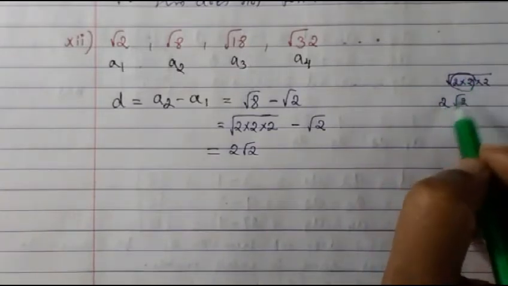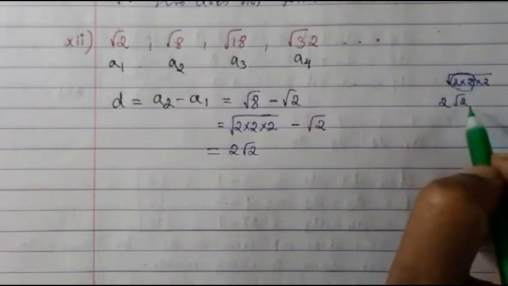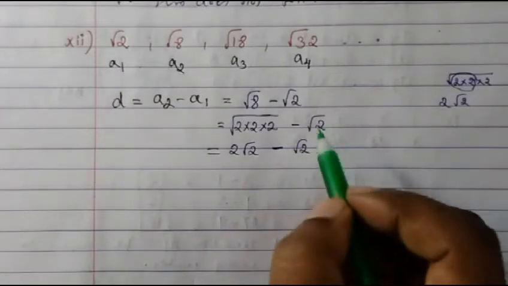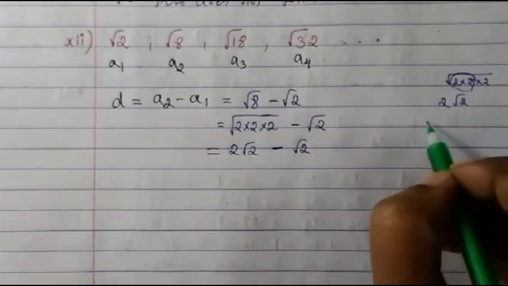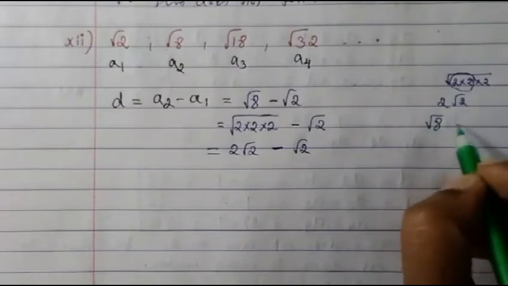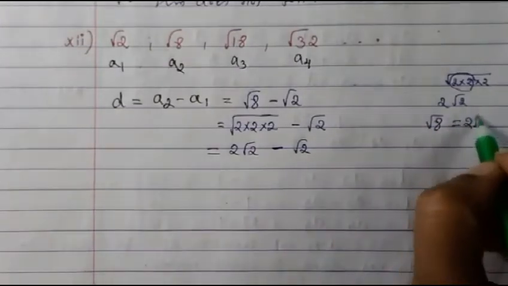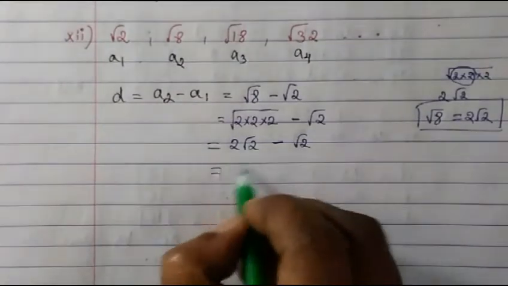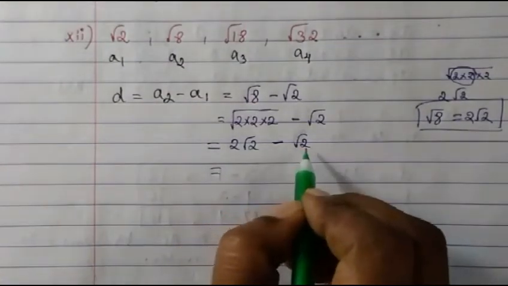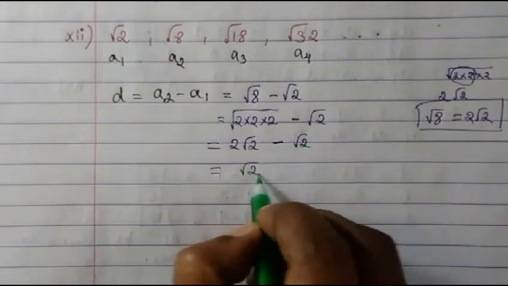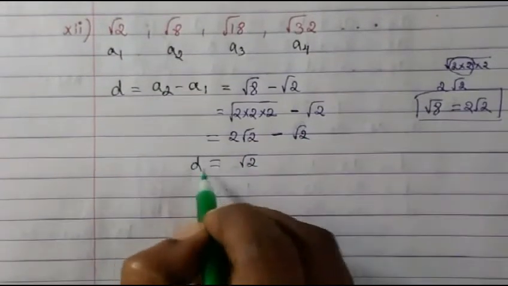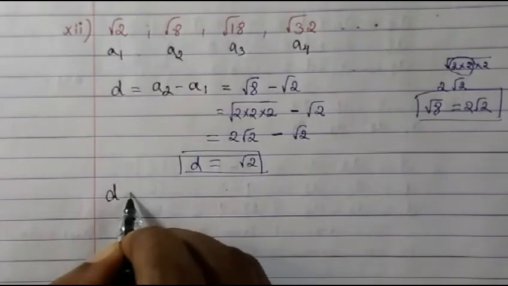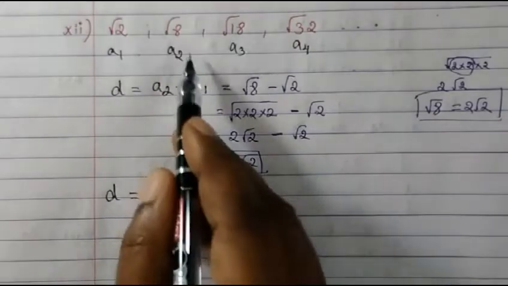So we can write it like this. When pairing is there, one goes outside and the remaining stays inside. So we write it like this, then minus root 2. So root 8 we have written as 2 root 2. Now continue. 2 times root 2 minus 1 time root 2 will give us 1 time root 2. This is our d value we found here. So A2 minus A1 is finished.